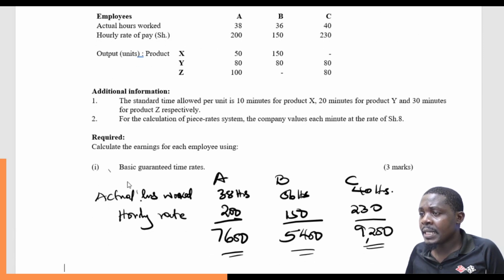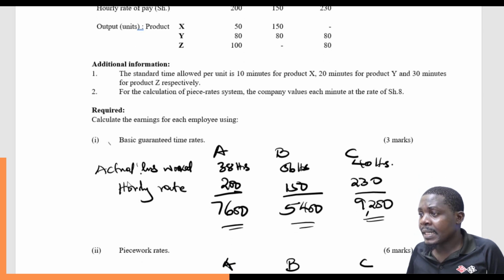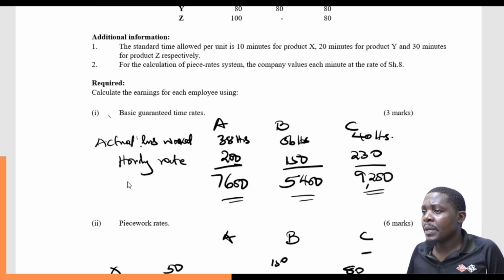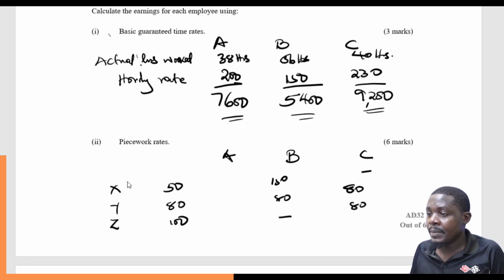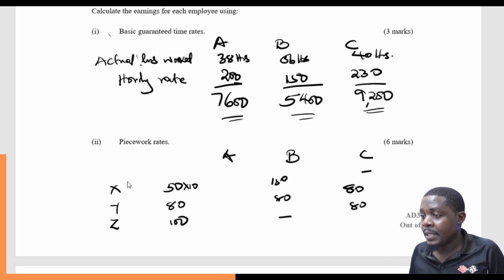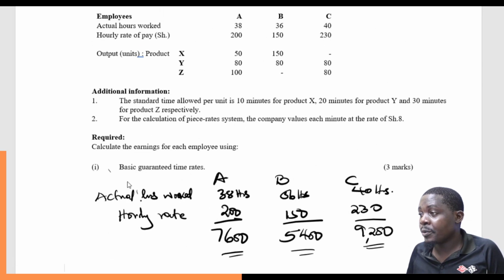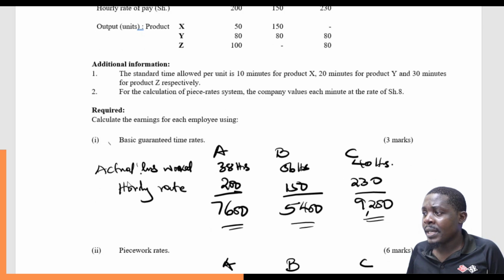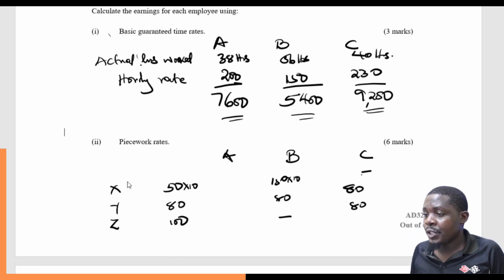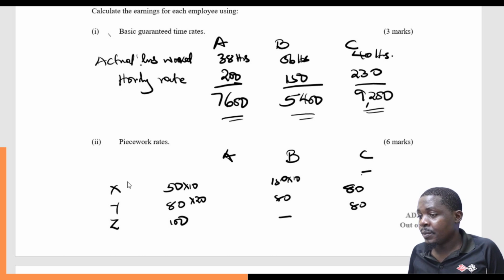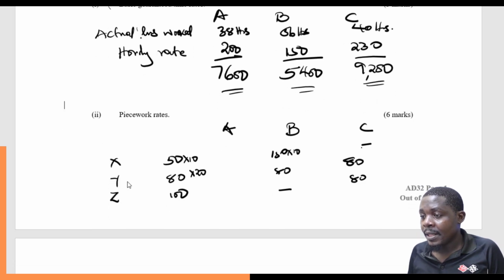Then we are told that the standard time allowed per unit for X is 10 minutes. Product X, meaning here we are going to multiply by 10. Here it was dash. Then for product Y, it was 20 minutes, and 30 minutes for product Z. We multiply by 20 here, and this one we are multiplying by 30.